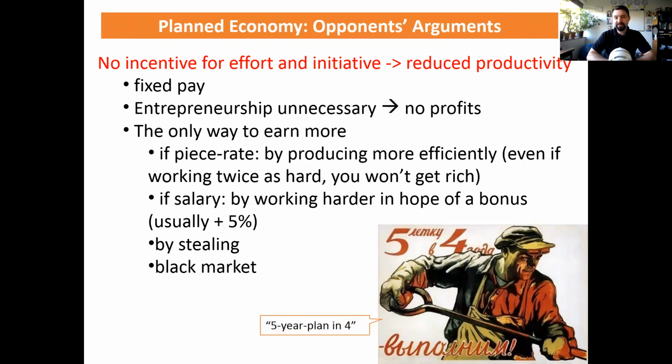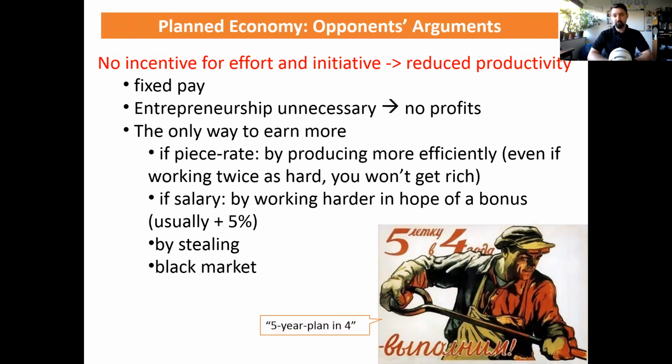So people have no incentive not only to work hard, but to start their own business. Entrepreneurship becomes unnecessary because you cannot make profits. The government will take that away. So obviously it's a problem. I did happen to have experience with a planned economy.